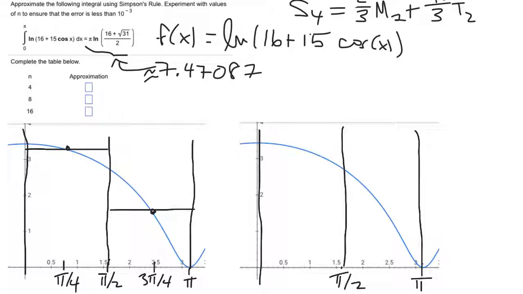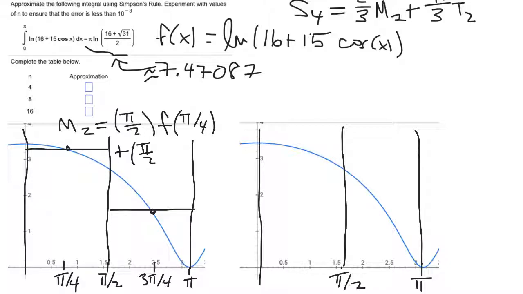So M2 will be the width of the rectangle, pi over 2, times the height of the first rectangle, which is f of pi over 4, that's the y coordinate above pi over 4, plus pi over 2 times f of 3 pi over 4. The sum of those two rectangles is the midpoint rectangle approximation M2.